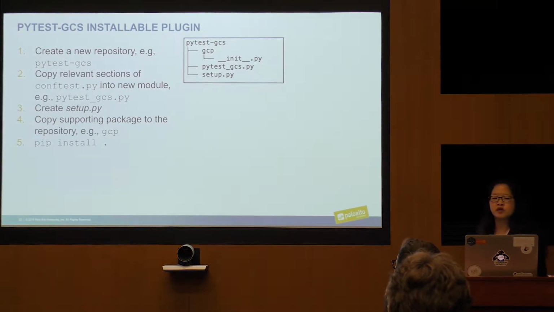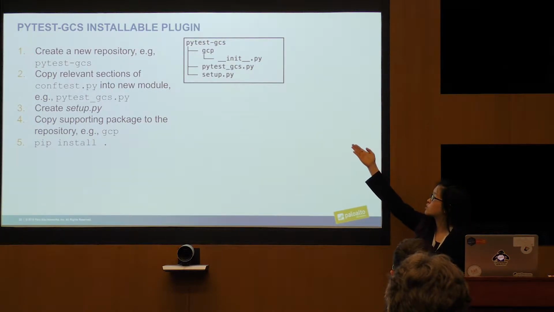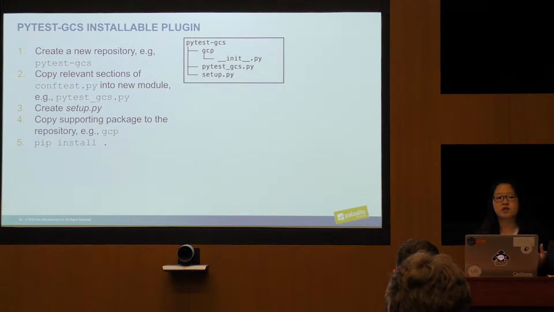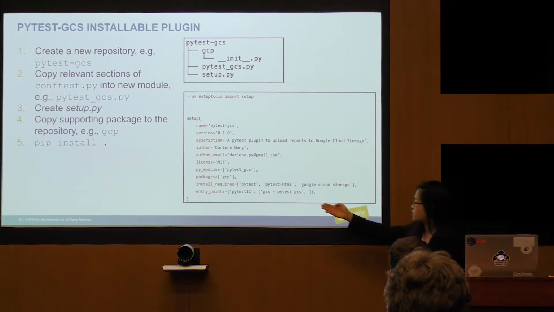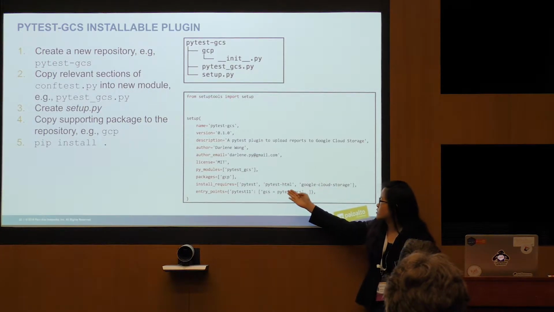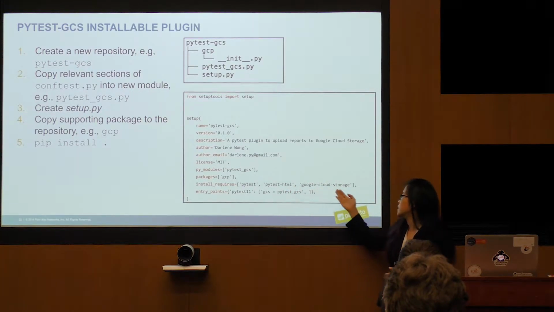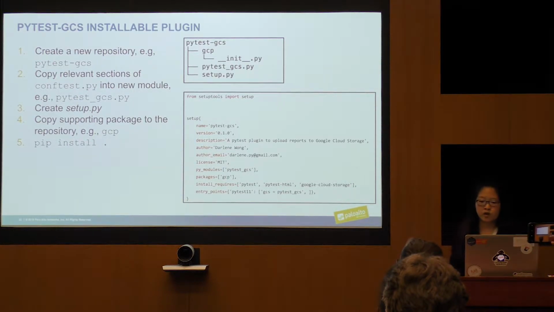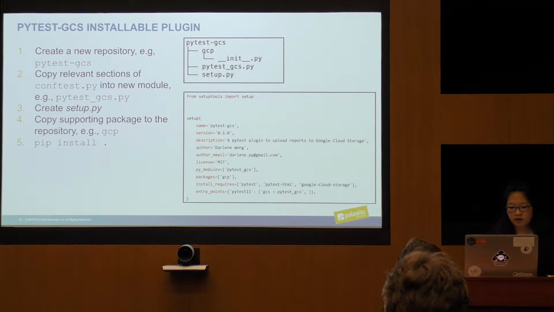It's pretty similar for the second example with Google Cloud Storage, with the slight difference that I also want to include this GCP module, which I mentioned earlier, a wrapper that I created for Google Cloud Storage. So to include that, you also have to specify that you want to include this package. This plugin also requires the other plugin, pytest-html, and the Google Cloud Storage Python library. But again, it's just as simple to pip install this plugin.